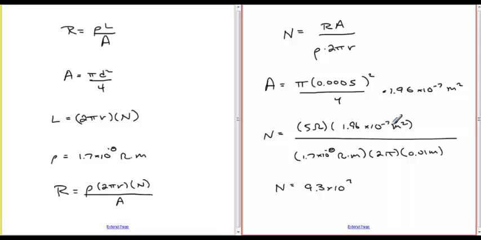Okay, let's try to get 5 times 1.96 e to the negative 7th divided by 1.7 e to the minus 8, divided by 2, divided by pi, divided by 0.01, and I get 900. That's much better. So I get 903 turns. That'll give me a resistance of 5 ohms.